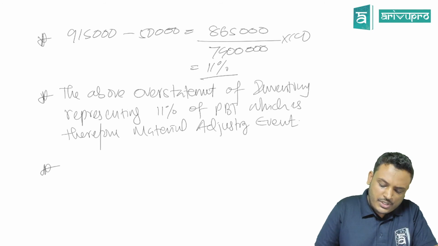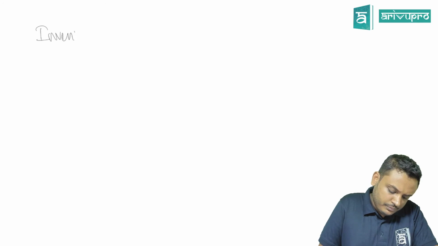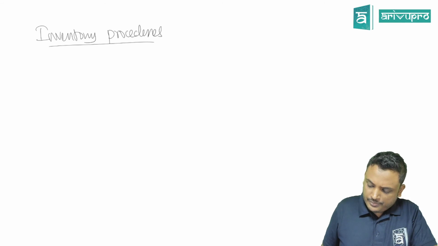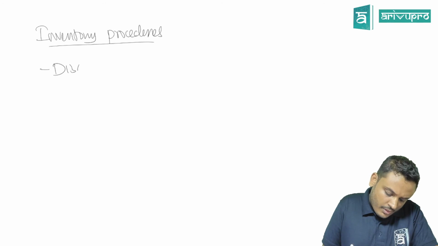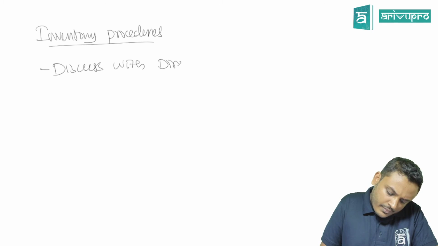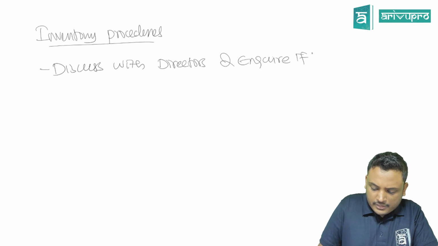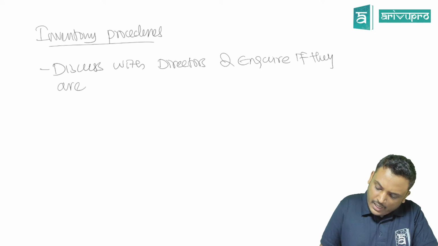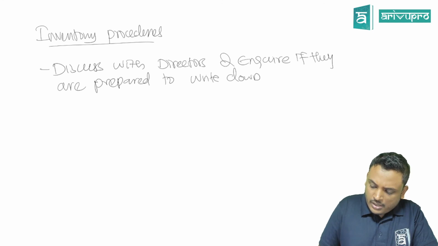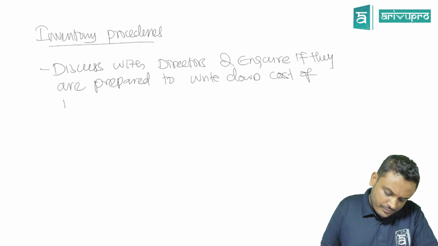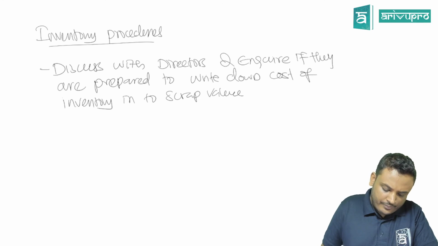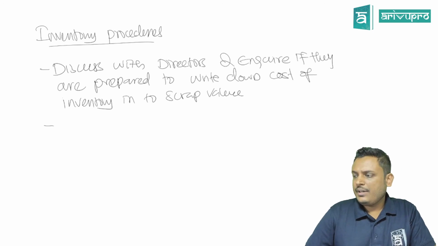Understood? Write down procedures, inventory procedures. Discuss with directors and inquire if they are prepared to write down the cost of inventory to scrap value, whether they adjust it or not, right?